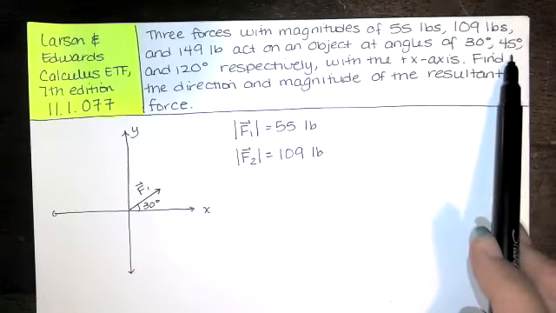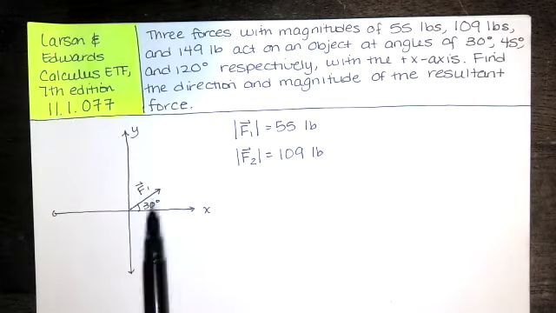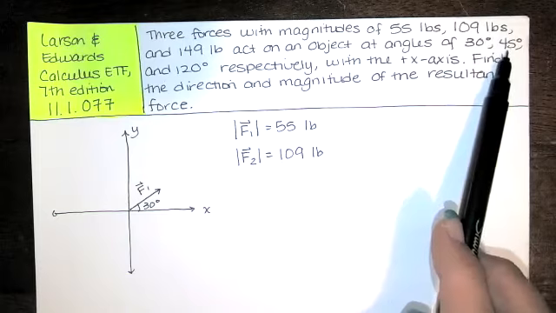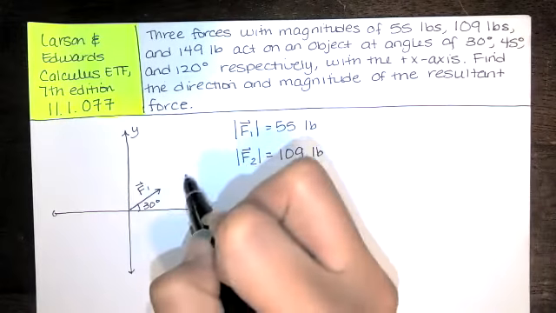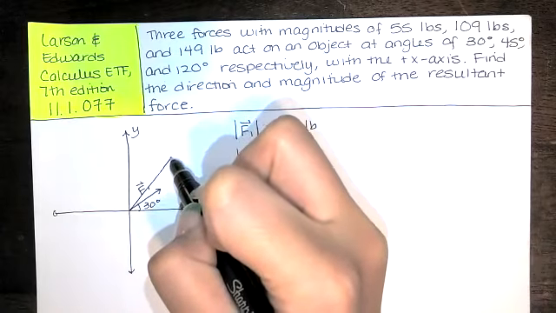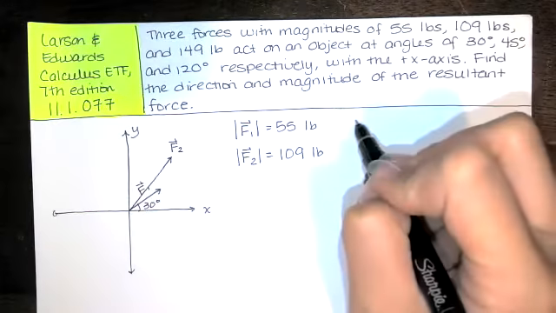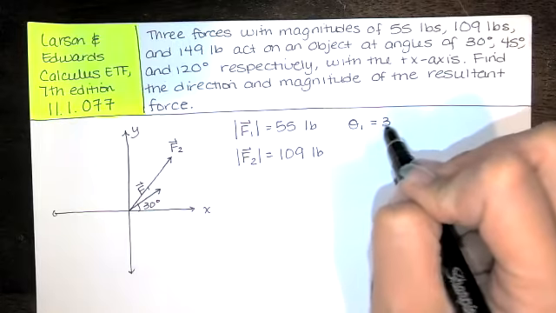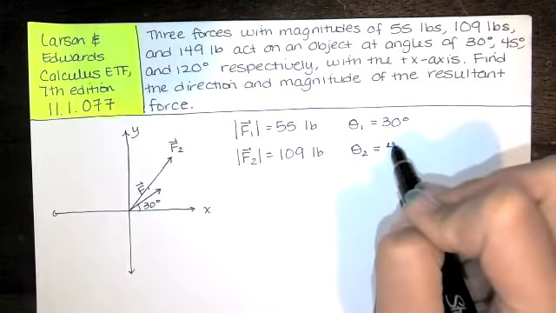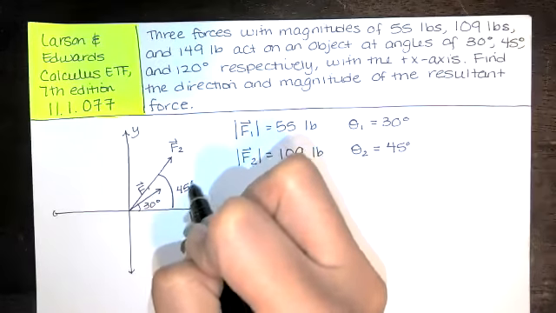So for our second force, we've got a magnitude of 109 pounds, and the angle that this force makes with the positive x-axis is 45 degrees. So I want it to be twice as long, but at a 45-degree angle. So I'll draw that. I'll call that F2. And we'll just call this one theta 1 equals 30 degrees, and theta 2 equals 45 degrees. That's what that angle is right there.